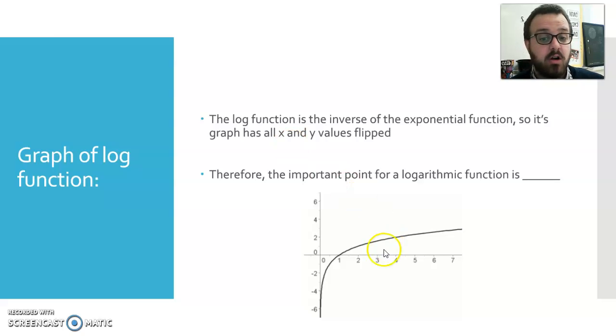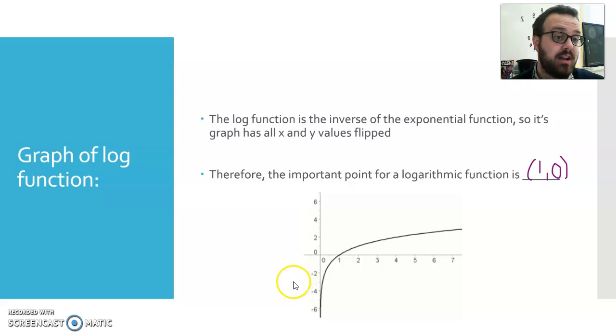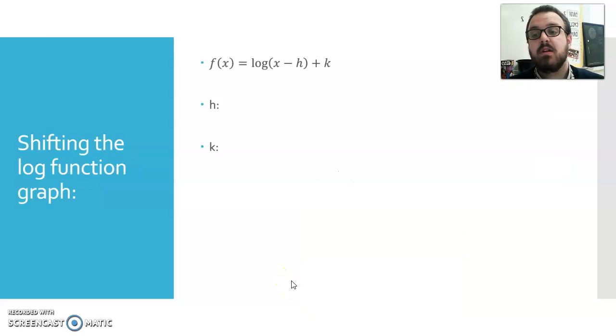Here's the graph of the logarithmic function. As you'll notice, it looks like the exponential function, but all the x and y's are flipped, which fits with our inverse thing. Domain and range flip-flop with each other. The important point for the logarithmic function is going to be the point (1, 0). In fact, we just saw that on the last slide. When we plug in 1 for x, we're going to get out 0. Similar to the exponential function, when you plug in 0, you get out 1. So this is generally what it looks like, again looking a lot like an exponential function where the x and y's were flip-flopped.